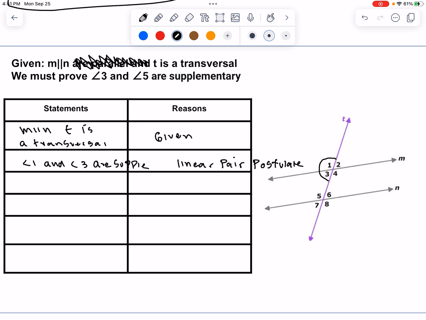And in the previous postulate, we already established that 1 and 5 are congruent. So 1 is congruent to 5. That's the corresponding angle postulate.